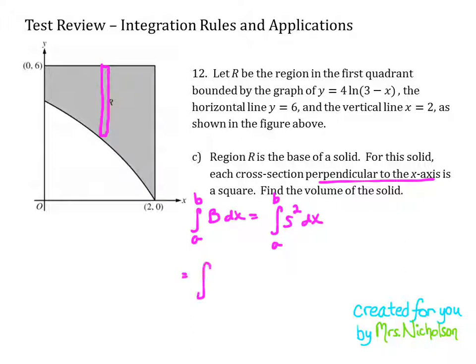So I'm going to integrate. My a and b are still 0 and 2. The length of one side of the square is going to be top minus bottom, which in this case is 6 minus 4 natural log of 3 minus x. That is the length of a side. I need to square it, dx. And then you can type that into your calculator. And if you do, you should get a volume of 26.266.